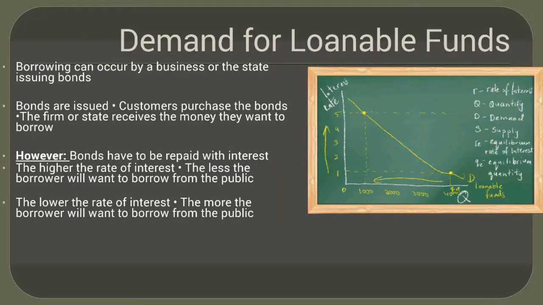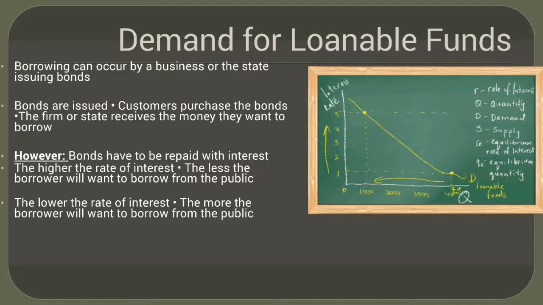Borrowing, as we said, can occur by a business or the state, and this will be via the issuing of bonds. So when the firm wants to borrow, they're going to issue bonds. And when they issue these bonds, they place them on the market so that customers can purchase these bonds. When customers purchase these bonds, when the bond matures, they can bring it again and they will receive their principal and interest. The higher the rate of interest on a bond, the more the firm or the state or whomsoever issues the bond will have to pay at the end of the period.